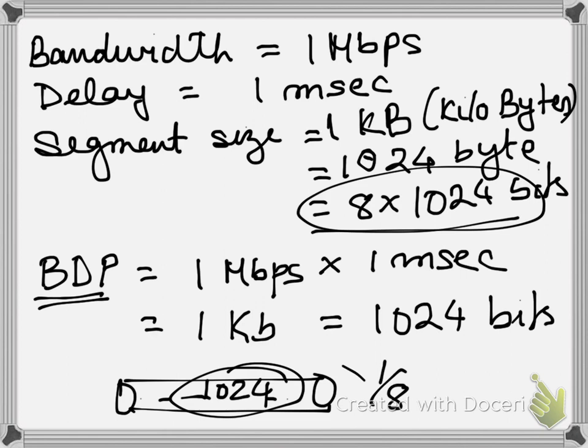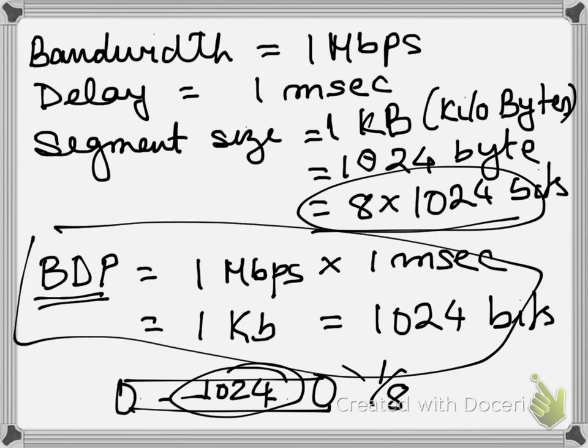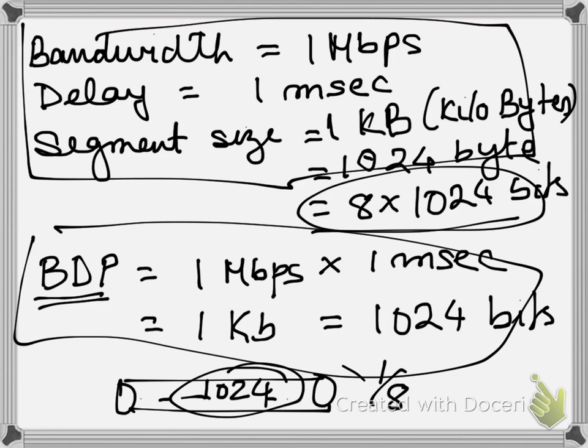Because remember, sliding window has all the associated additional work that has to be done. You have to maintain the sender window, you have to maintain the receiver window, you have to maintain the sequence number. So all these are to be maintained in case of sliding window, which you don't need in case of stop and wait. So stop and wait is less complex, and given this network metrics, that would be the best option.